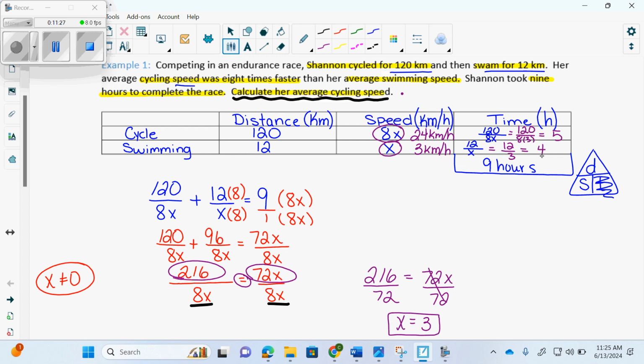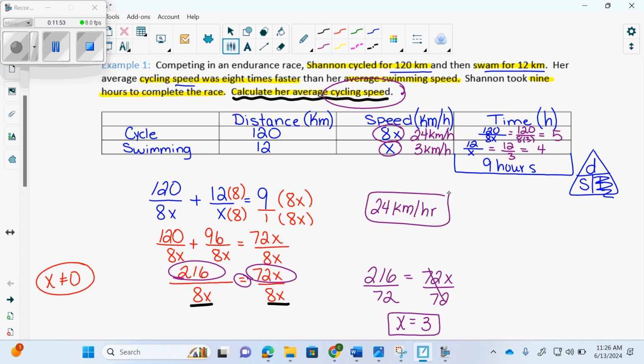This looks productive. Now I could ask you any question. I could ask you her cycling time. You'd say 5 hours. I could ask you her swimming time. You'd say 4 hours. I could ask you her cycling speed, which is 24 kilometers per hour, or her swimming speed, which is 3 kilometers per hour. All those answers are now good, right? And what did I ask you for? For average cycling speed. So I go 24 kilometers per hour and I box it and I move on.